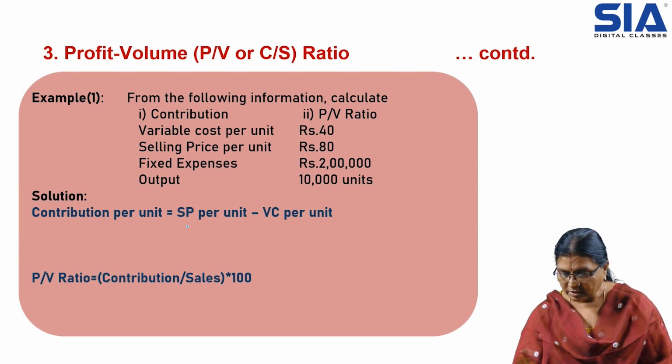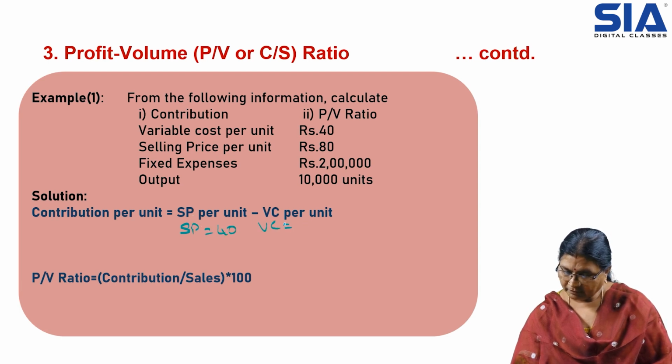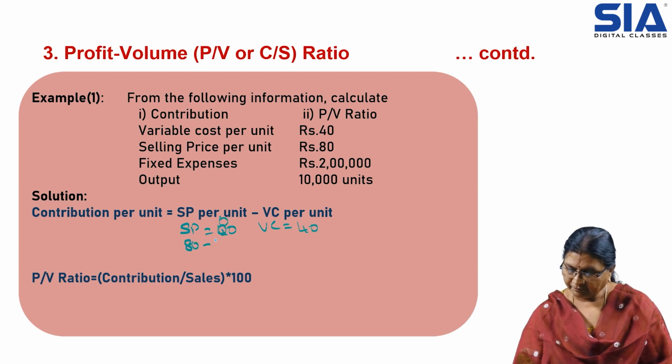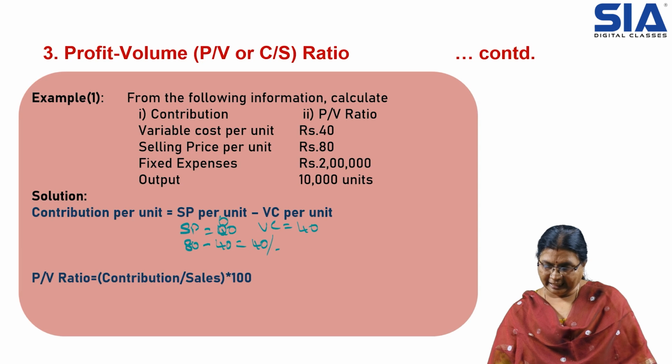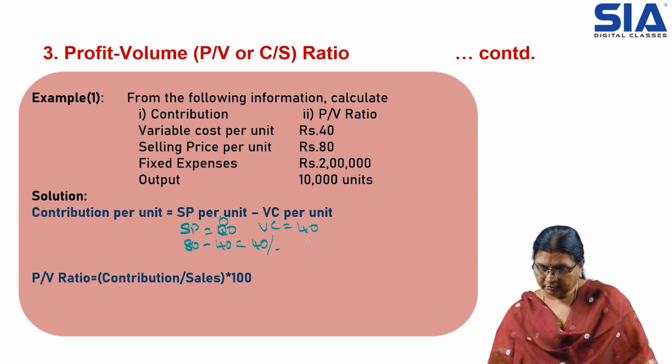Contribution is equal to selling price, that is selling price is 80 rupees, VC is 40 rupees. That is 80 minus 40. 40 is our contribution per unit. Then we have to also find out for 10,000 units into 40, it is 4 lakhs.